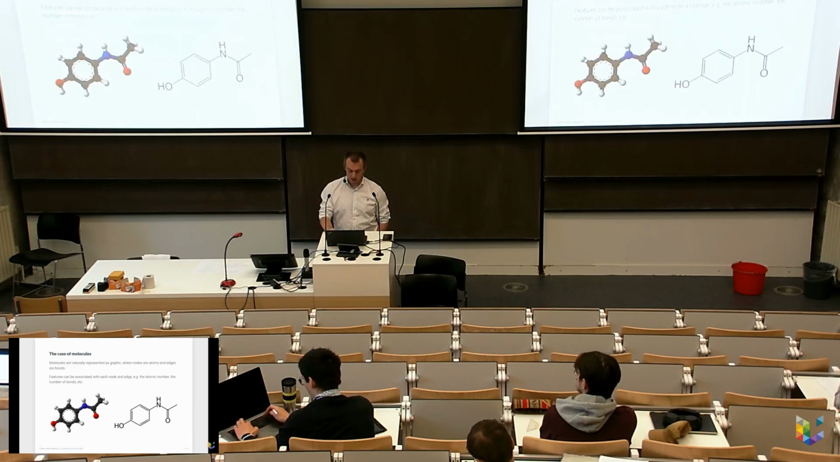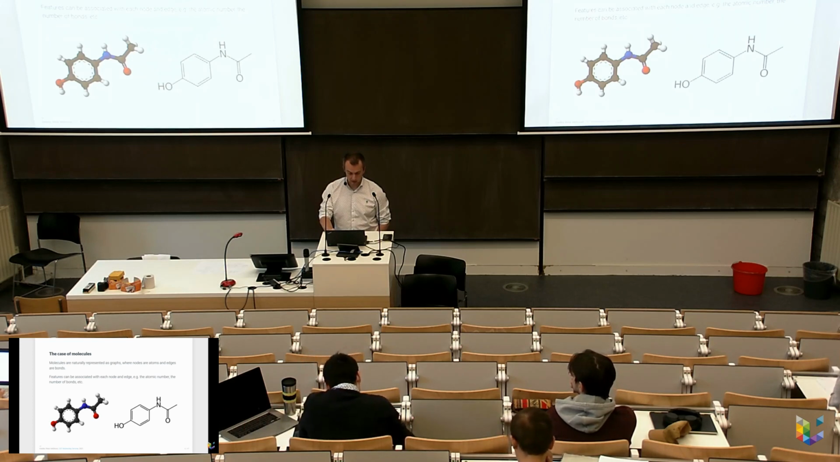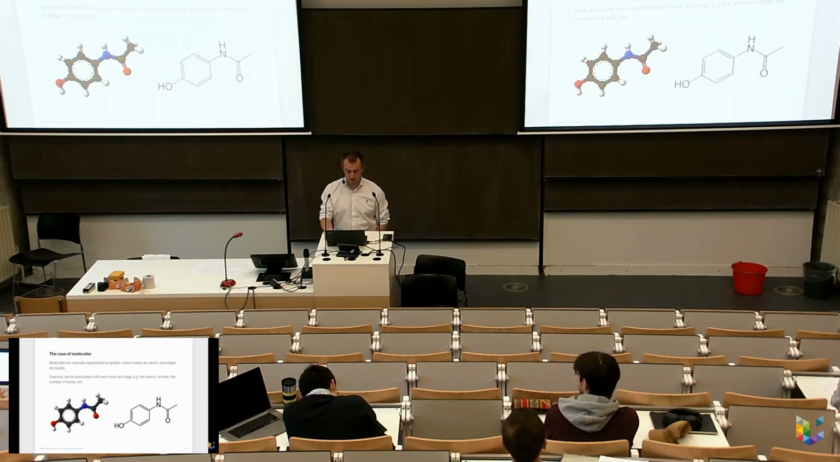Okay, but the example I will use mainly today is the case of molecules, because the mapping from the problem to a graph is really obvious in this case. A molecule is really naturally represented as a graph, where the nodes of this graph would be the atoms, and the edges connecting two nodes would correspond to the bonds between atoms. So, for example, you would have this molecule that you see on the left, and a representation in the form of a diagram is given on the right.